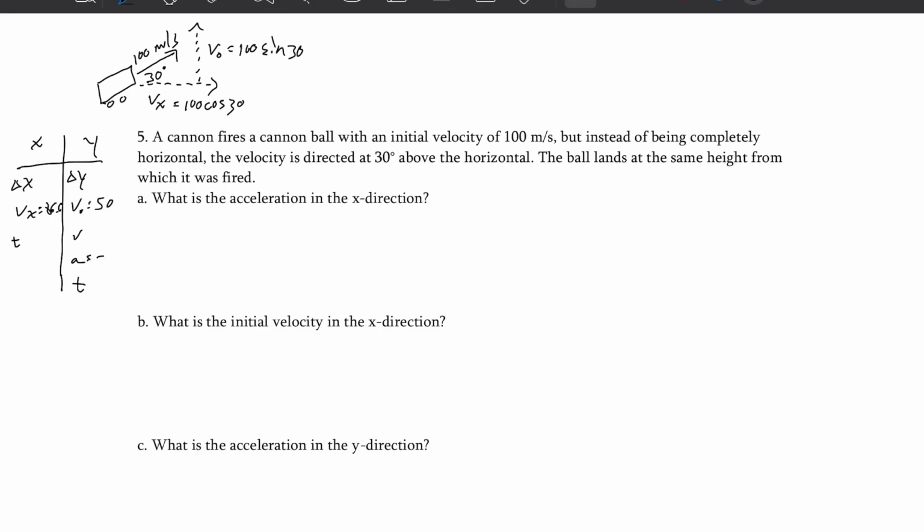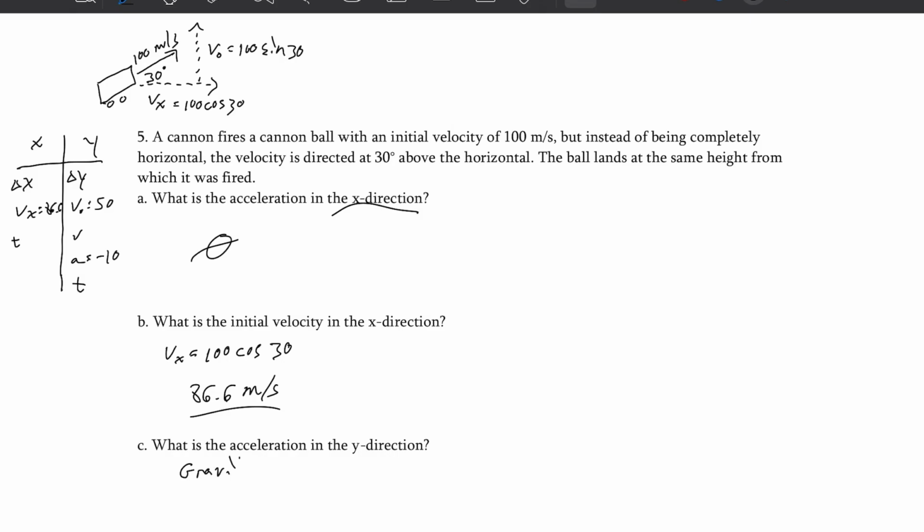Okay, so what is the acceleration in the x direction? Well, there's nothing acting in the x direction after the cannonball comes out of the cannon. Gravity's the only thing acting, and it's vertical, so there's nothing. What is the initial velocity in the x direction? Well, the velocity in the x direction is permanent, so it's not going to change, and it's calculated as 100 cosine 30. The hypotenuse times cosine of the angle. And we got 86.6 meters per second.